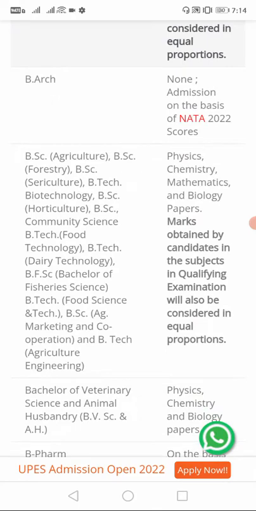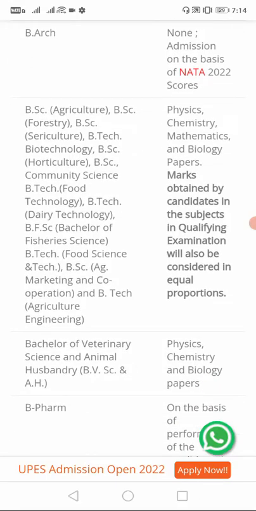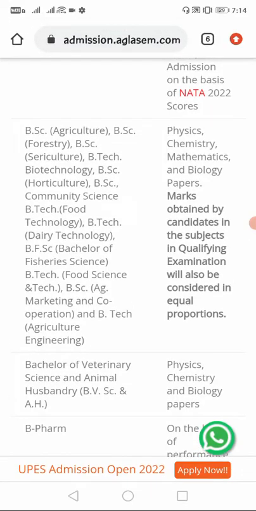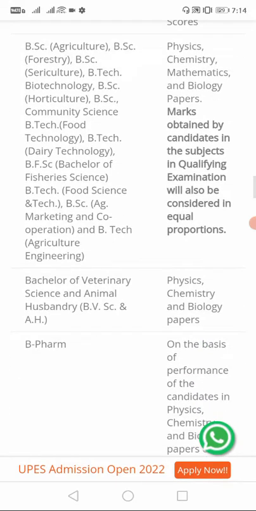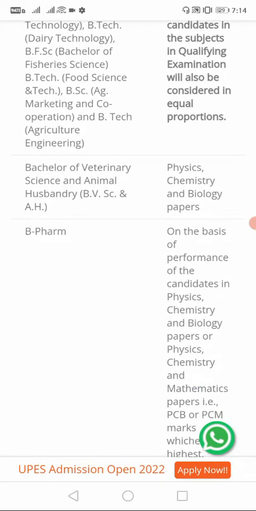students. So BSc, suppose you want to join BSc Agri, Forestry, Sericulture, Biotechnology, Agriculture, Food Technology, Dairy Technology, Fisheries, okay, Marketing, Agricultural Engineering, Physics, Chemistry, Mathematics, Biology papers are compulsory, you should write all four. So marks obtained by candidates in the subjects in the qualifying examination will also be considered in equal proportion. CET 50% and PCMB 50%.